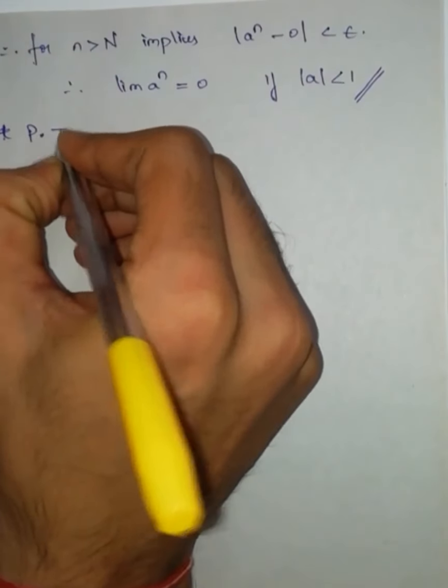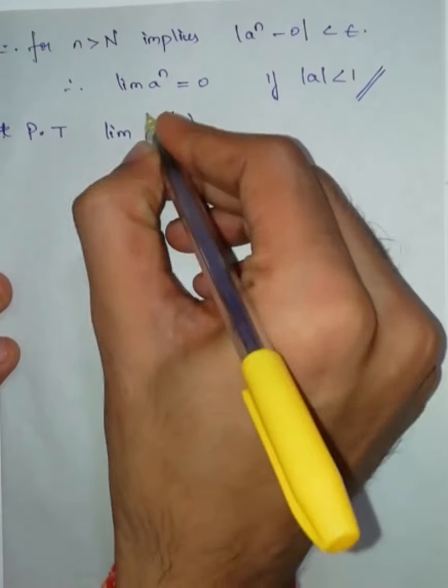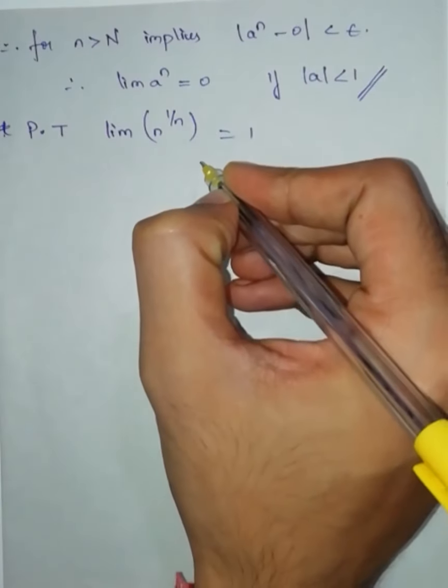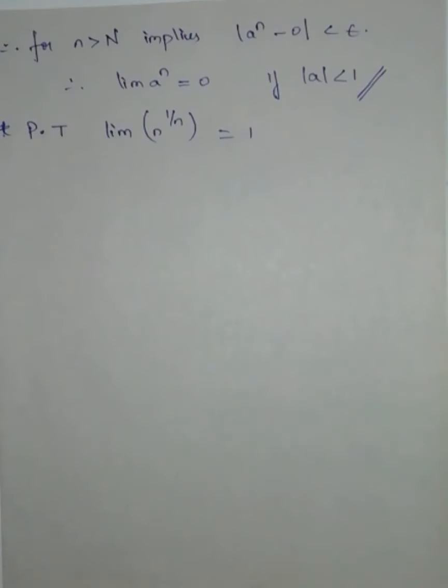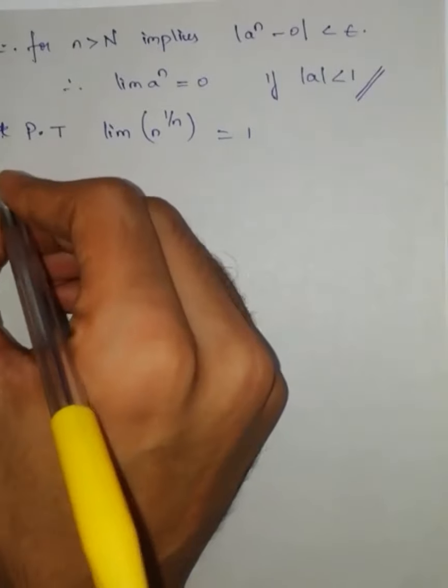Prove that the limit of n to the power of 1 by n is equal to 1. Proof.